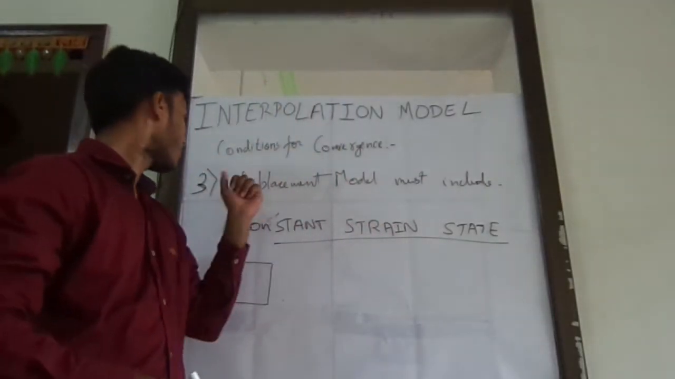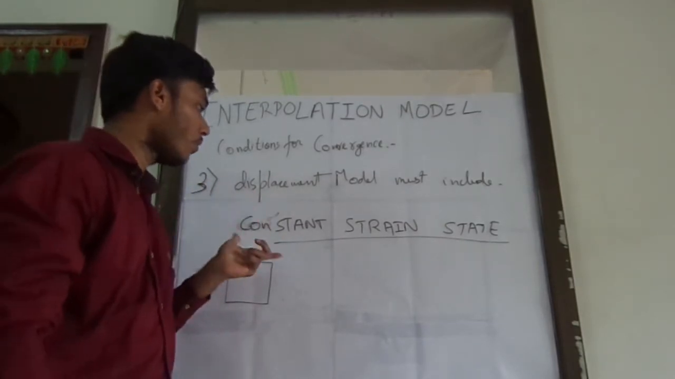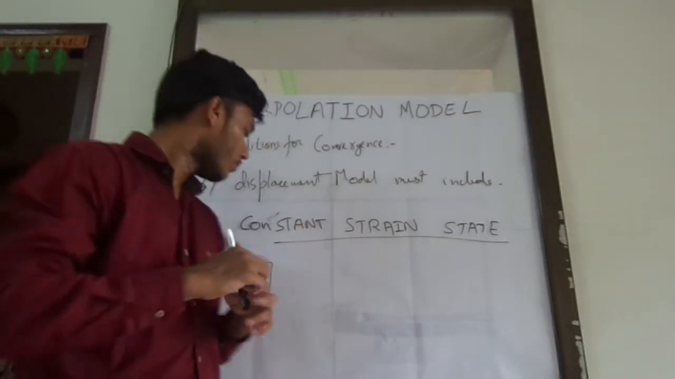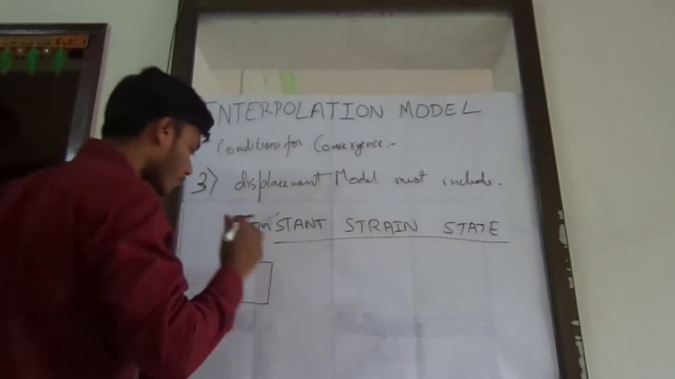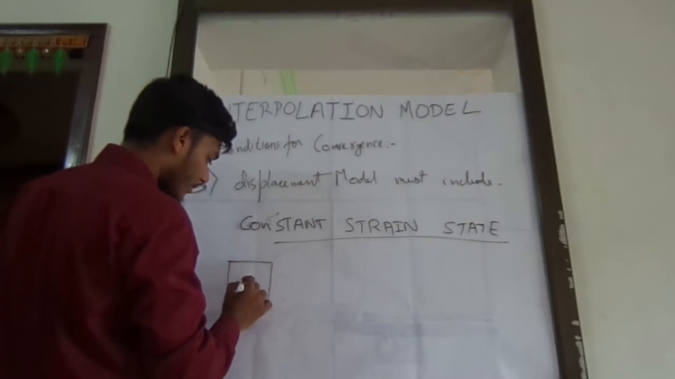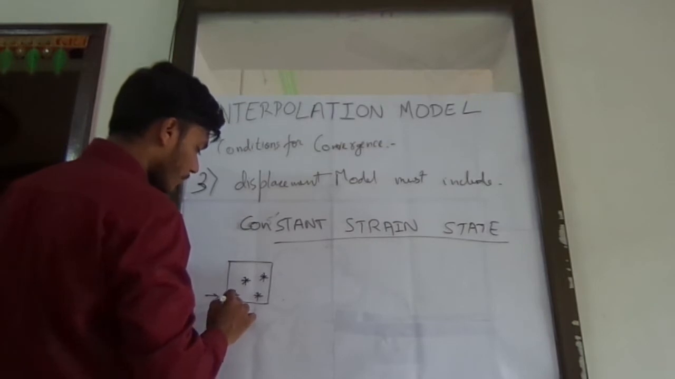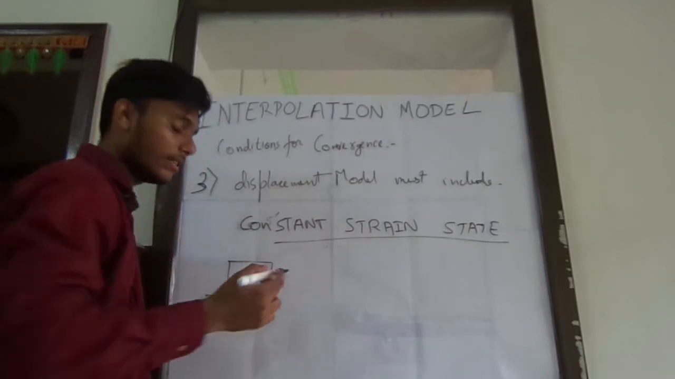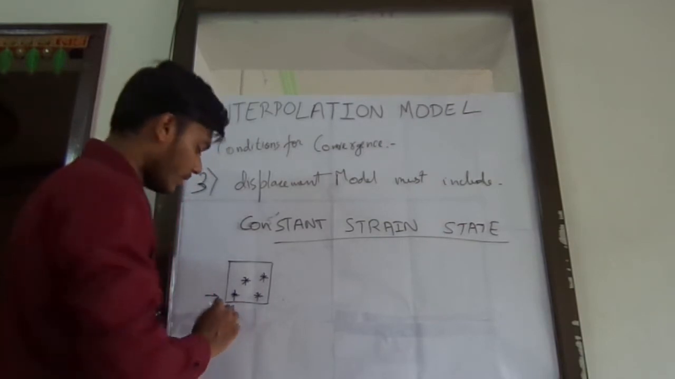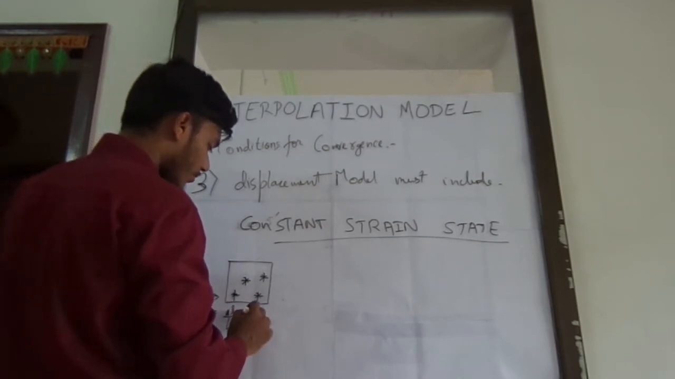Okay, so we were on the third condition of convergence. Displacement model must include constant strain state. Now what does constant strain state mean? I have told you. Now let us see, I will explain how. There will be points just like the displacement we have discussed before. So at every point, let's say at this point, because of some force, there is some strain. So what is strain? Change in length, dl by L. This is your strain, you can say epsilon is equal to dl by L. So it has some value, let's say 0.1.